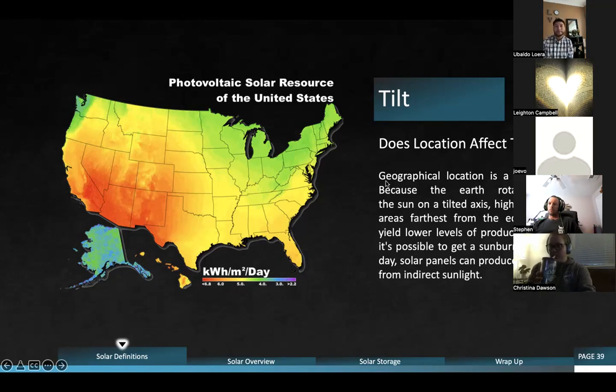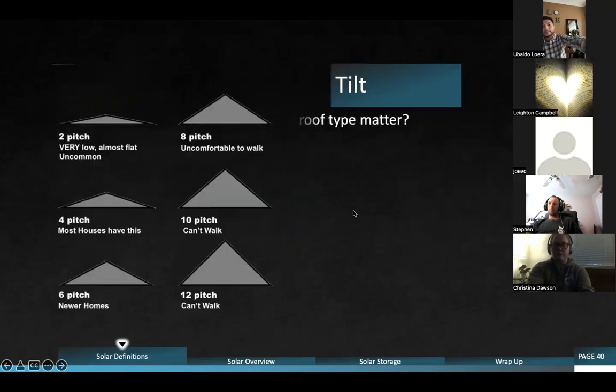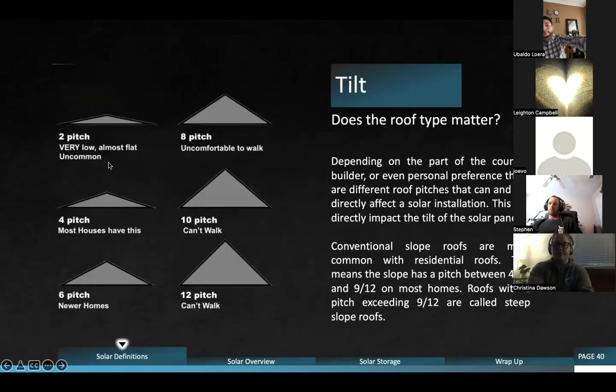Okay. It's going to be flush mounted onto the actual roof unless it's got a weird pitch to it. So depending on the part of the country, builder, or personal preference, there are different roof pitches that will directly affect the solar installation. This will directly impact the tilt of the solar panels.